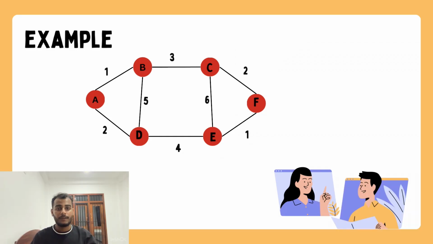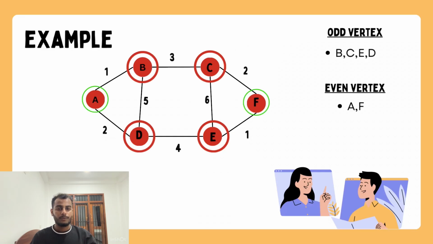Step 1 is to identify odd degree vertices, because an Eulerian circuit exists only when all vertices have even degrees. Okay, now let's look at the graph. We can see A is even, B is odd, C is also odd, D is also odd, and E is also odd. And F is even. Since we have odd degree vertices, we must add duplicate edges between them to make all vertices even degree.